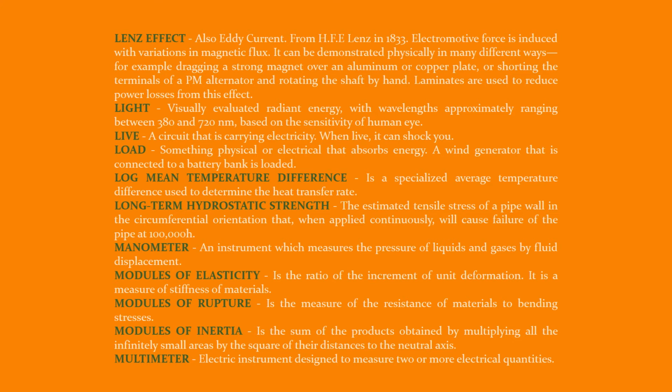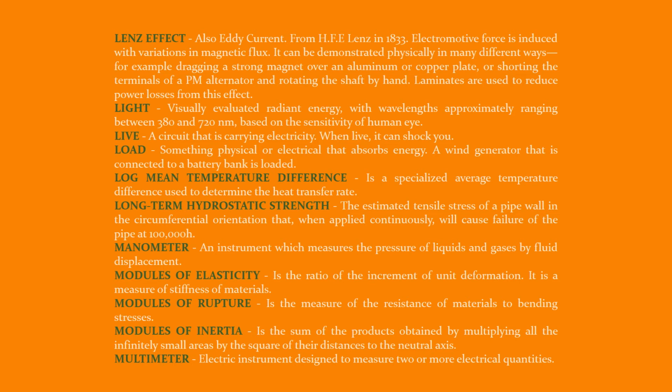Modulus of elasticity is the ratio of the increment of unit deformation. It is a measure of stiffness of materials. Modulus of rupture is the measure of the resistance of materials to bending stresses. Moment of inertia is the sum of the products obtained by multiplying all the infinitely small areas by the square of their distances to the neutral axis.